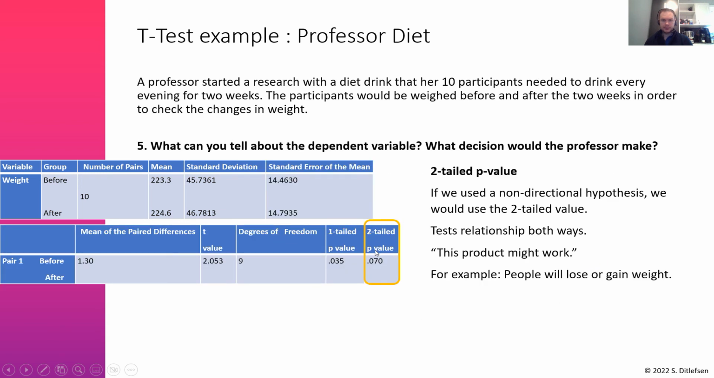Okay, then we can have a look at the two-tailed p-value. As we said, if we were using a non-directional hypothesis, we will use the two-tailed p-value. Test the relationship both ways: lose weight, gain weight, both ways. This product might work. But we are only interested in losing weight. We are not interested in gaining weight. So we will not use the two-tailed p-value.